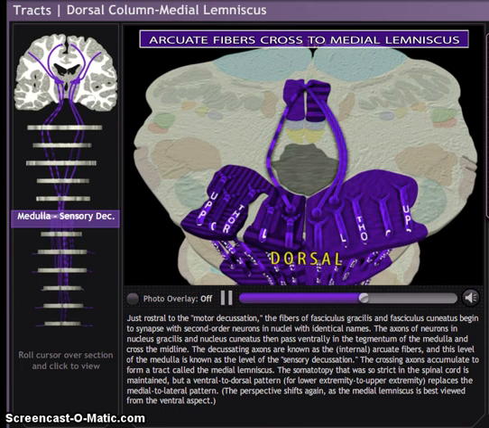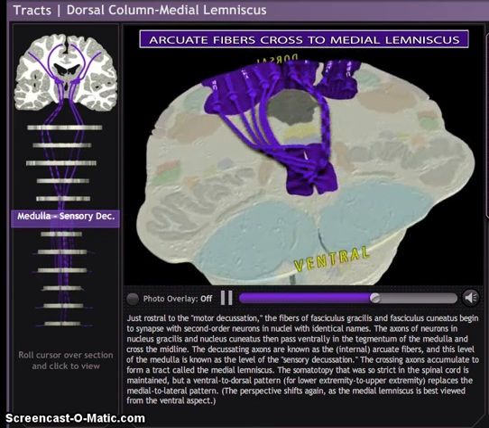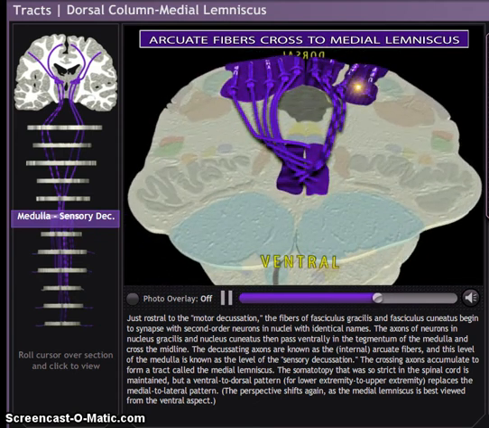These decussating axons are known as the internal arcuate fibers and form the medial lemniscus tract. The somatotopy from the spinal cord shifts from a medial lateral pattern to a ventral dorsal pattern, with the previously medial sacral axons becoming the most ventral.